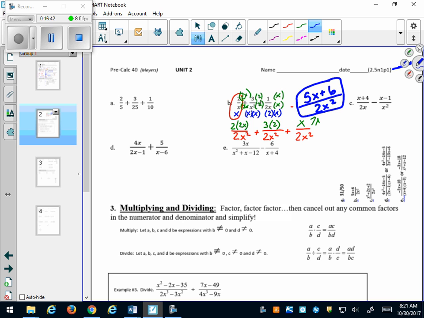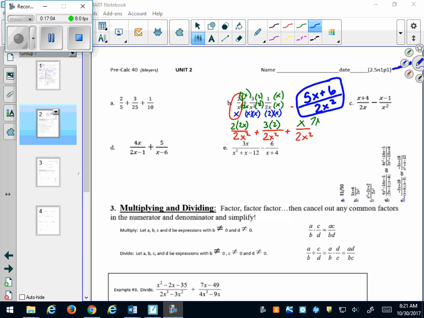Yeah, so you do want to check and see if you have any common factors at the end, but the truth is, if your fractions were all simplified all the way through, you shouldn't end up with any common factors at the end with one like this. Okay.